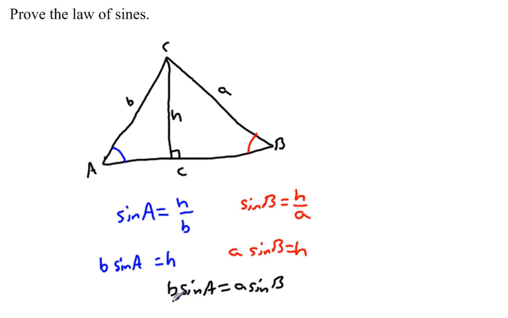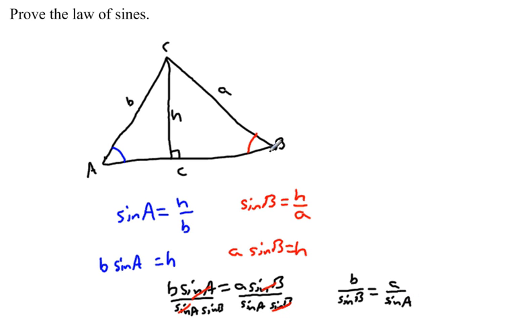Okay, from here, we can divide both sides by the sine of A. We can also divide both sides by the sine of B. And when we cancel, we're left with the law of sines. So we get b over the sine of B equals a over the sine of A.